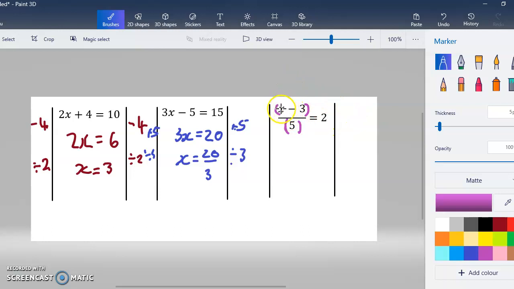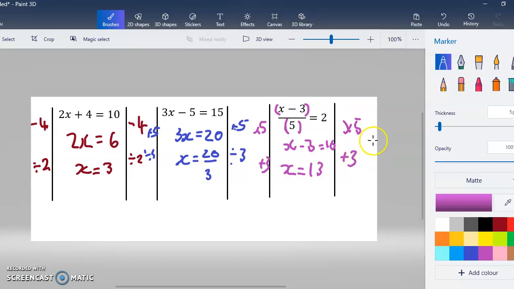So a number has had 3 subtracted from it, then divided by 5 gives us 2. We need to reverse this, so we better times by 5, and that's given us x minus 3 equals 10. And then we need to add 3, and that's going to get x equals 13.